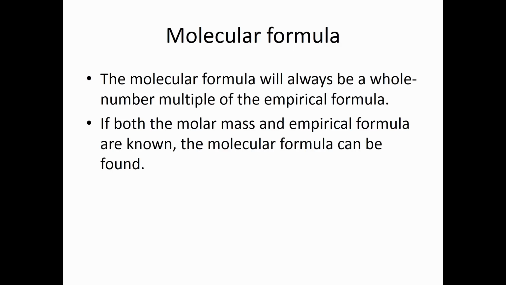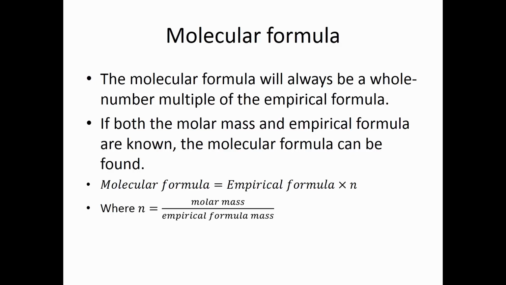If we know the molar mass and we know the empirical formula, we can find the molecular formula. And we'll see how that works. So this is sort of an algebraic definition of what we're looking at here. The molecular formula is equal to the empirical formula times n. So we know the empirical formula already is the simplest whole number ratio. Now what is this n? This n is a ratio of the molar mass to the empirical formula mass.